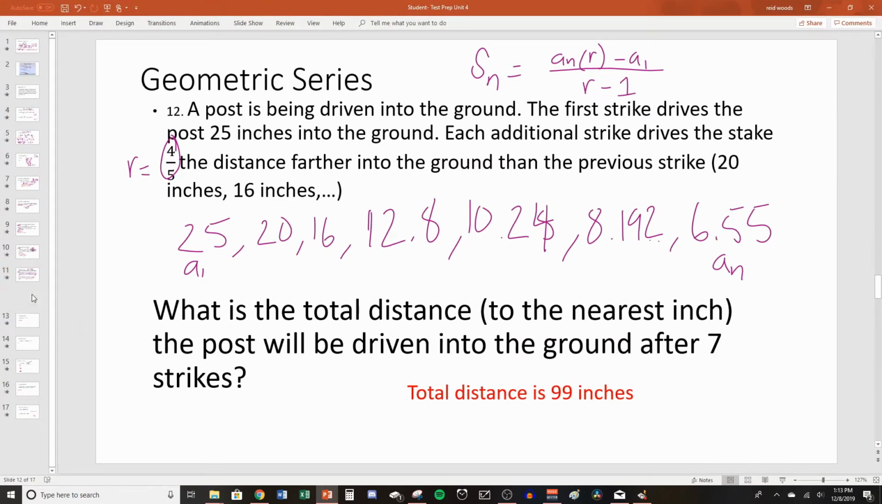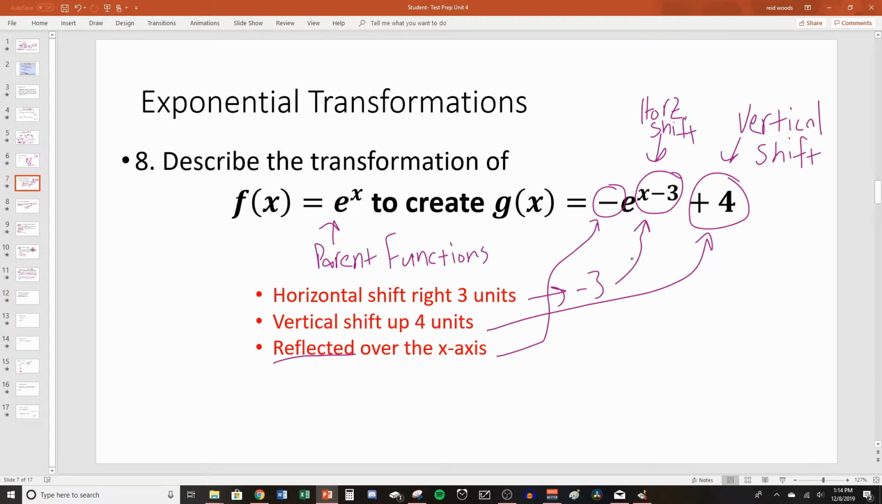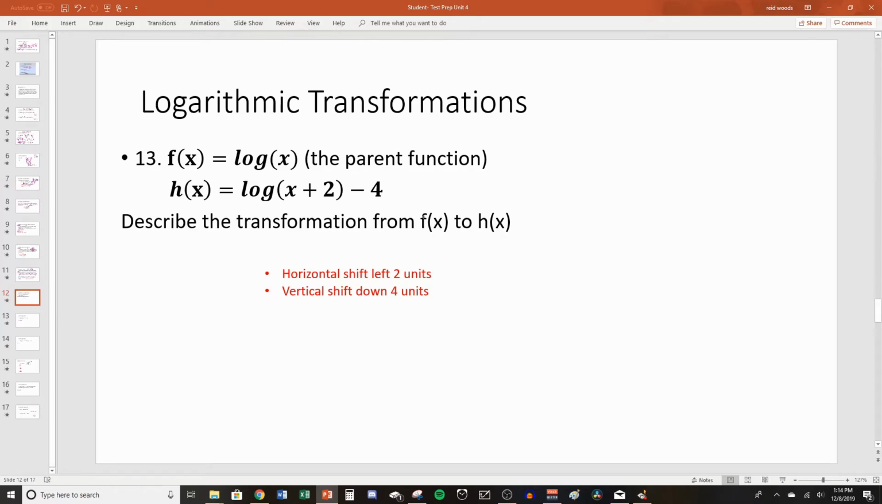All right, let's look at the next one, transforming logarithms. The idea is almost exactly the same as the transformations we did right here, as far as the shifts go. When I subtract or add from the x value, it's a horizontal shift. When I'm just adding to the function, it's a vertical shift. And when I change it to a negative, it reflects it. So let's look at what we have.